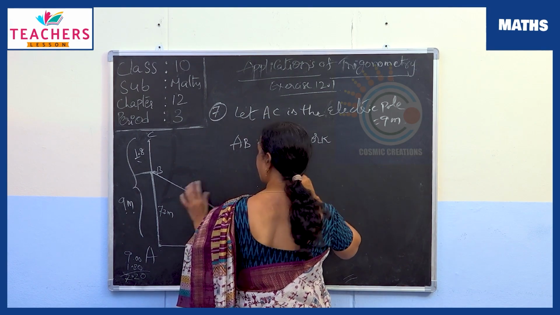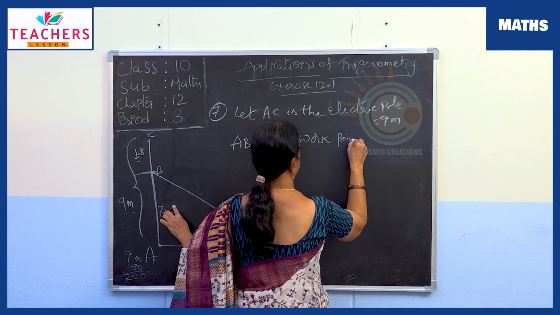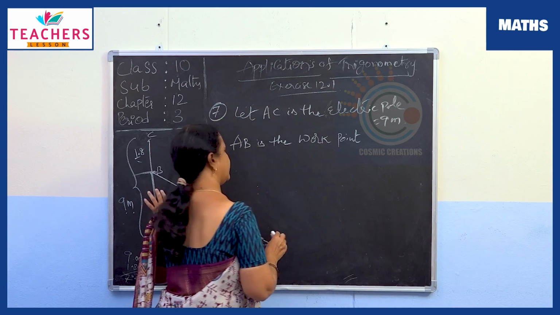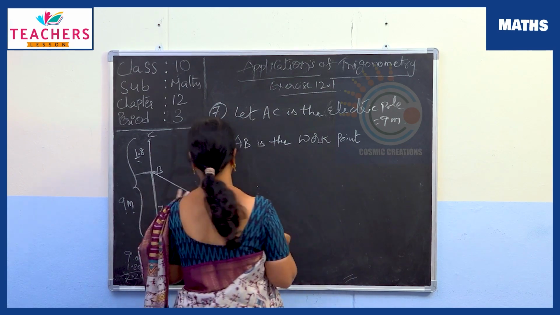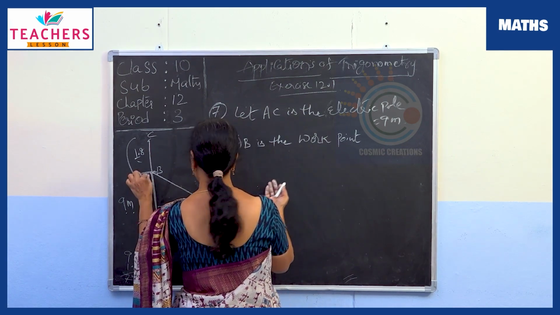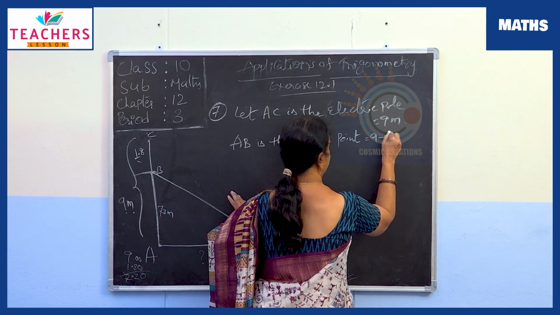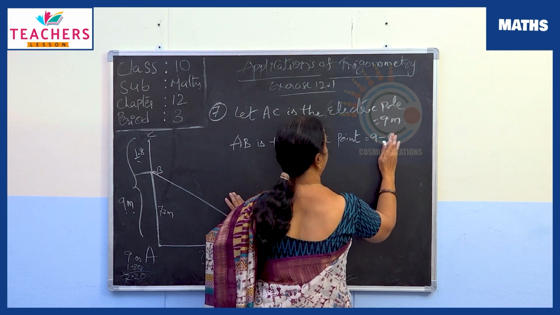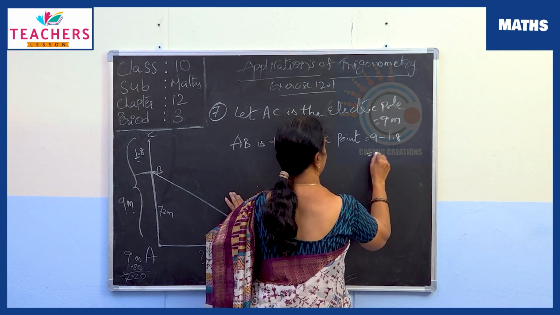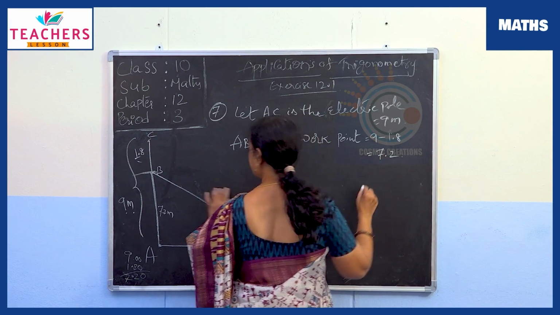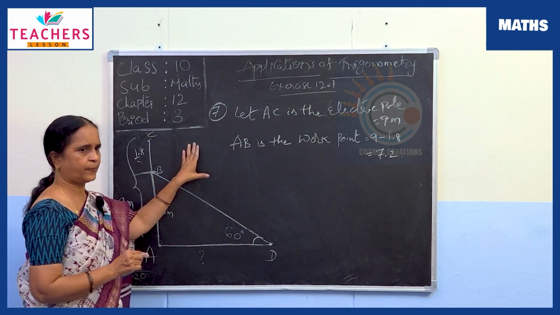What should be the length of the ladder, ma'am? Length of the ladder also we need to find. No worries, we can find everything. AB is the work point. That is going to be 9 minus 1.8, which is equal to 7.2 meters. Understood?